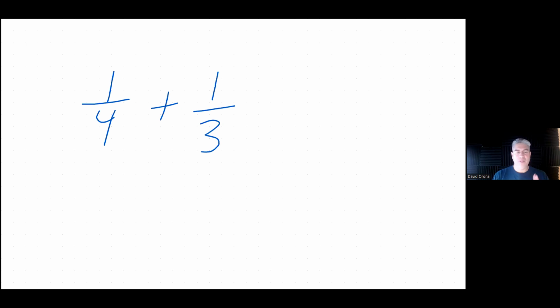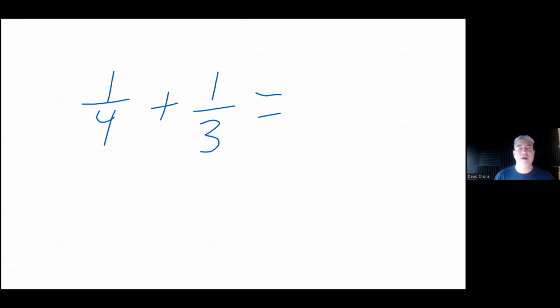We're going to start with the fraction 1/4 plus 1/3. Okay. So we're looking at this fraction here. We cannot add these two fractions together as it stands right now because the denominators are different. I'll tell you right now, the answer would not be 2/7. You might think, oh, it's just 2/7, just add straight across, but that is not the answer.